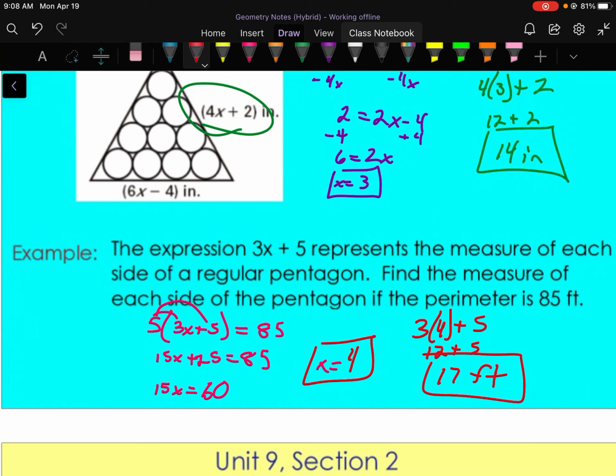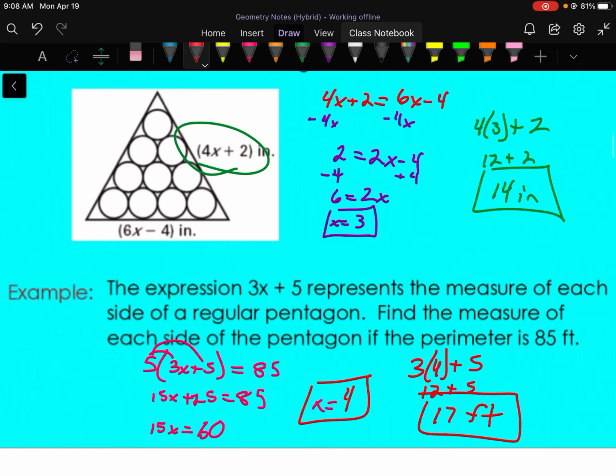So there you go, using the idea of perimeter and some vocab like regular, and then pentagon, octagon, all kinds of words like that. So get used to seeing those words. We're going to use them quite a bit in this unit.